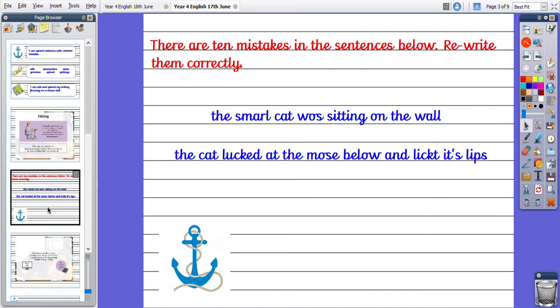So your anchor task today. There are 10 mistakes in the sentences below. Rewrite them correctly. So the sentences read, the small cat was sitting on the wall. So find some mistakes in there and rewrite it correctly in your book. And the cat looked at the mouse below and licked its lips. So in total, across those two sentences, there are 10 mistakes. See if you can find 10. So pause the video and complete that now in your books.